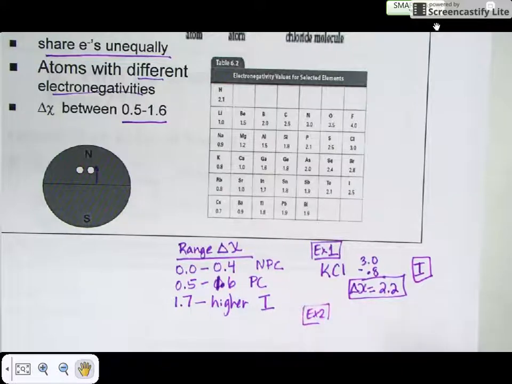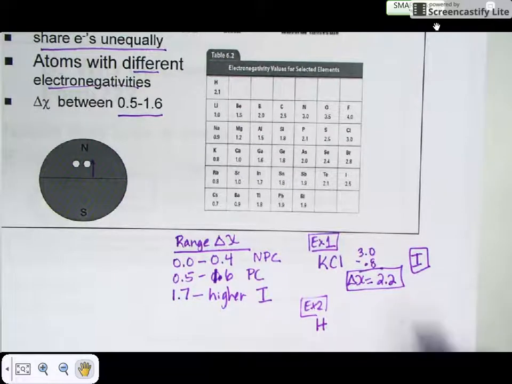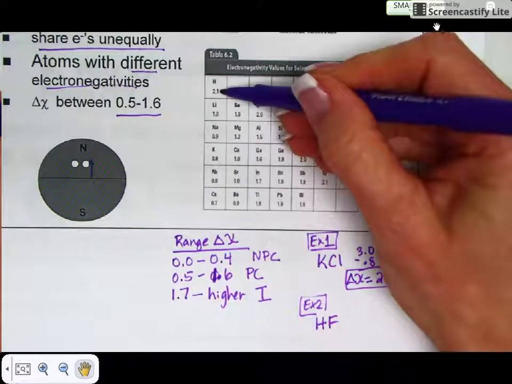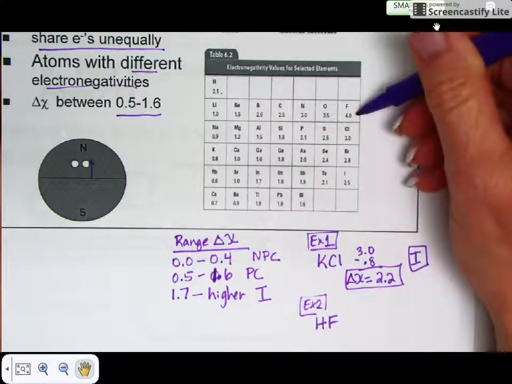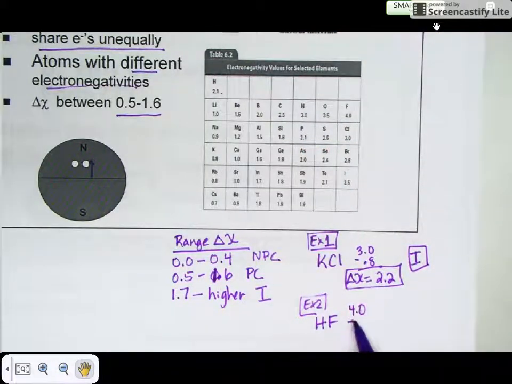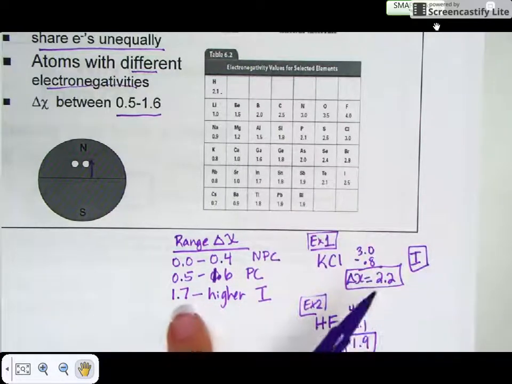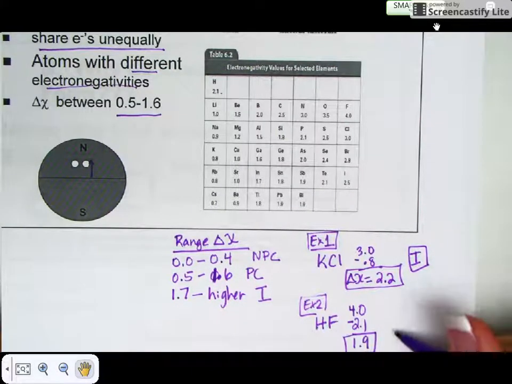Let's look at another example. We look at H and F, hydrogen and fluorine bonding. Find hydrogen, it's a 2.1. Find fluorine, it's a 4.0. We're going to subtract so that we always get a positive number. So we'll say 4.0 minus 2.1, and you get a difference of 1.9. If you look at your range, that's higher than 1.7. So you would classify that as technically an ionic bond.